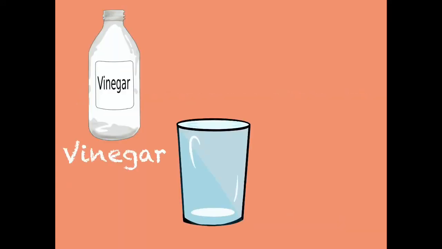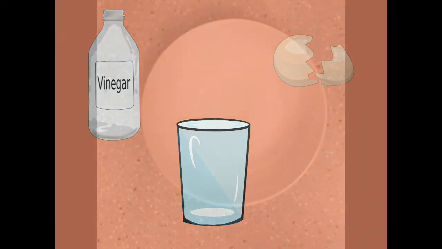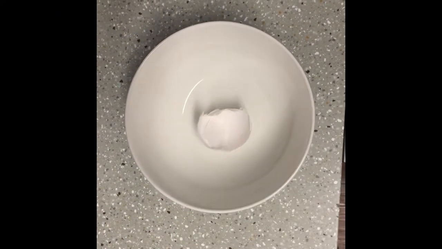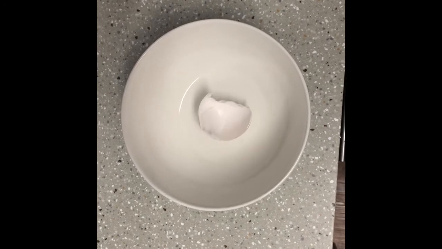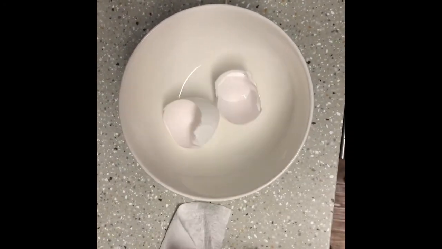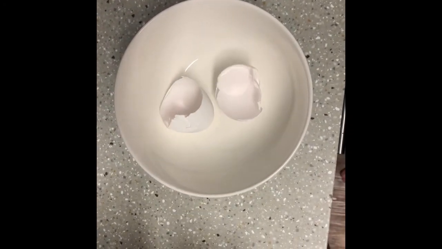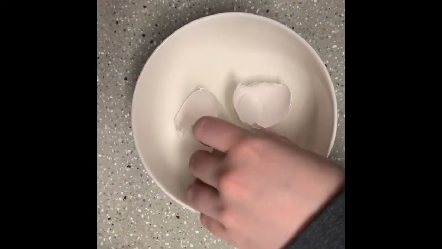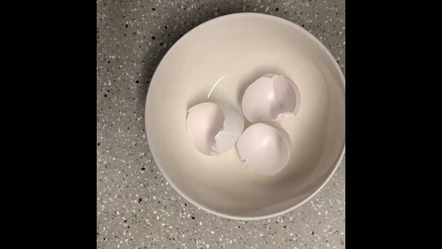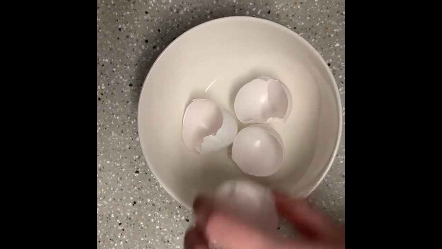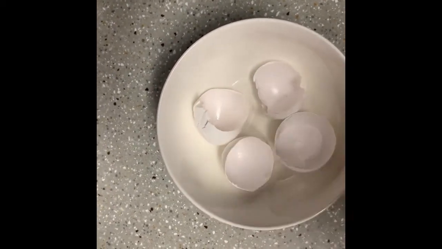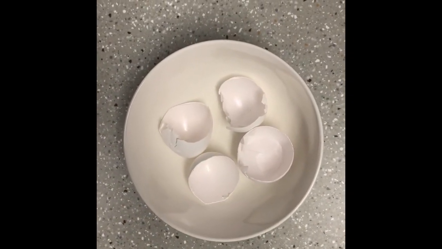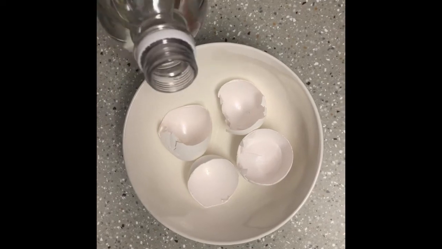You're first going to need a glass, some vinegar, and eggshells. So right here, as you can tell, I'm using a bowl, and I'm going to place some dried eggshells you saved after making some scrambled eggs or after baking something. And then I'm just going to place them in this bowl. As you can tell, I only placed 4 eggshells in the bowl, and then I'm going to pour some vinegar.